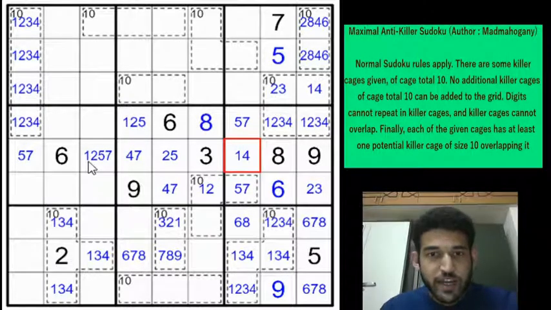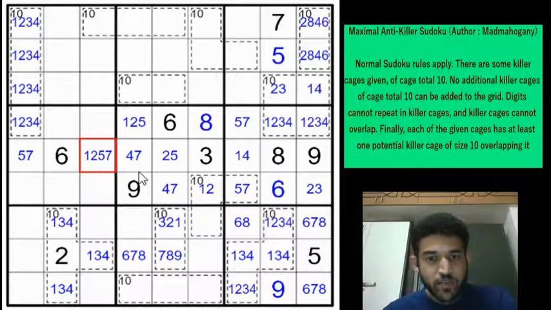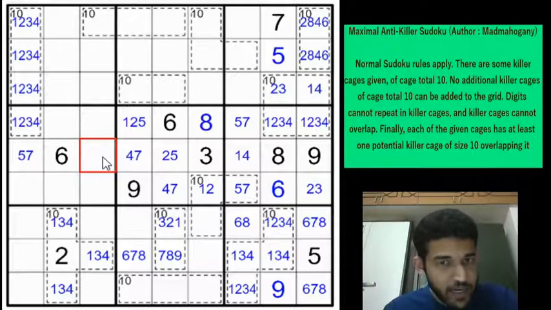Okay, this is really deep. So what happens when you have a 5 or a 7 in this cell, row 5 column 3? It is important to remember that we cannot have killer cages of any length which sum up to 10. So if we have a 5 or a 7 in row 5 column 3, what happens? Let us see. I'll just remove them and mark them in grey, for example.